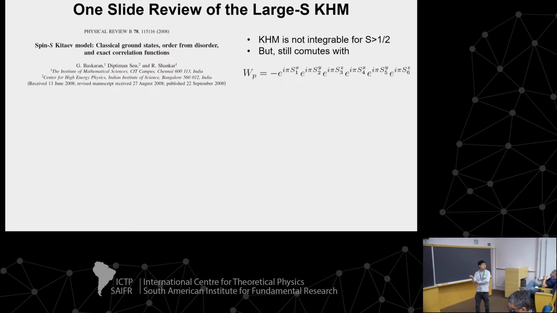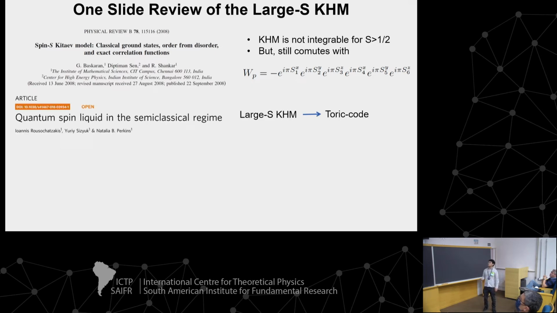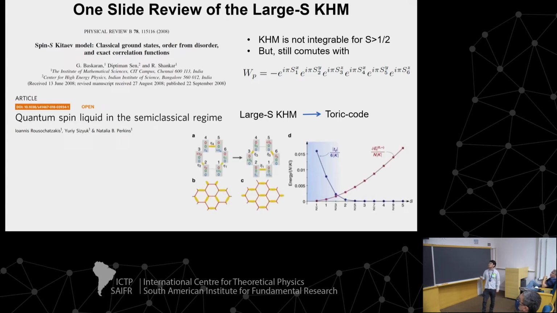What is known theoretically about the spin-S Kitaev models is that they are not exactly solvable, but still display an extensive number of conserved quantities. This time, it's not a product of the spins, but a product of exponentials of spins. And in the large S limit, you can find an effective theory for your Kitaev model that's given by a toric code defined over these Kekulé patterns in figure B here.